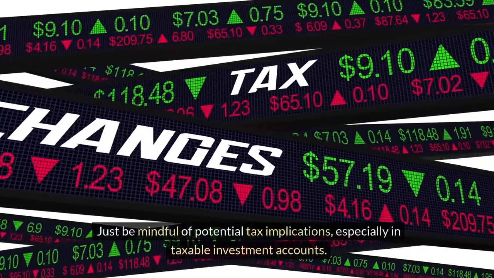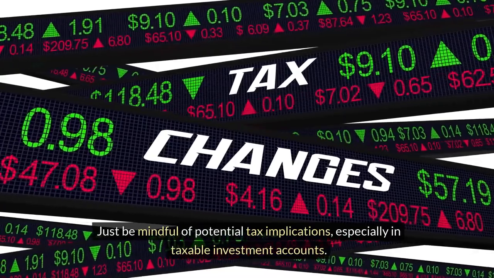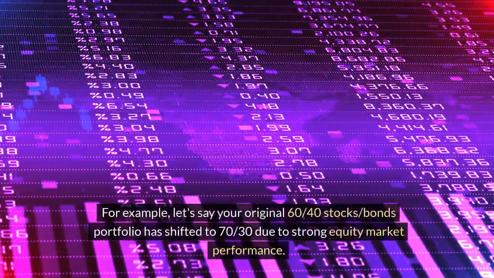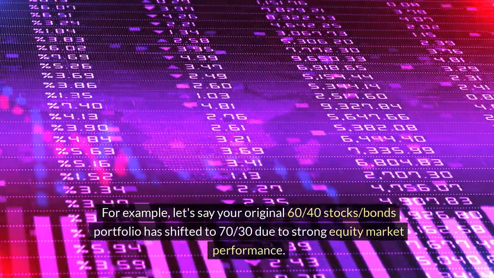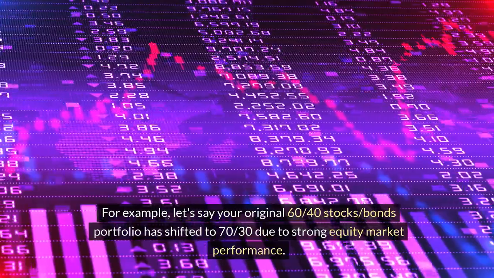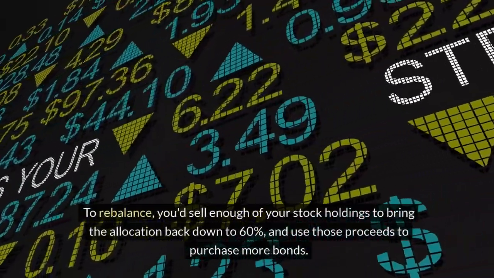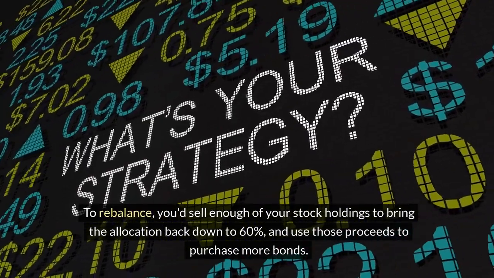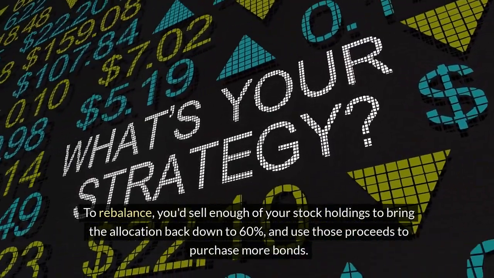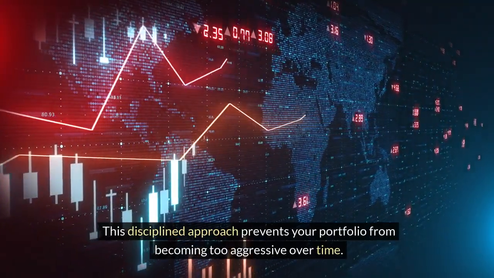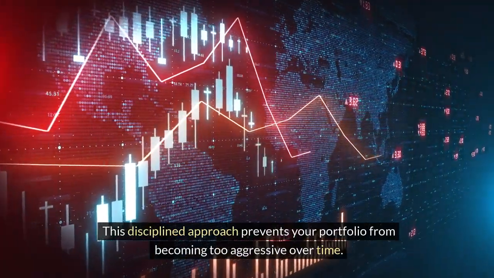Just be mindful of potential tax implications, especially in taxable investment accounts. For example, let's say your original 60/40 stocks bonds portfolio has shifted to 70/30 due to strong equity market performance. To rebalance, you'd sell enough of your stock holdings to bring the allocation back down to 60% and use those proceeds to purchase more bonds. This disciplined approach prevents your portfolio from becoming too aggressive over time.